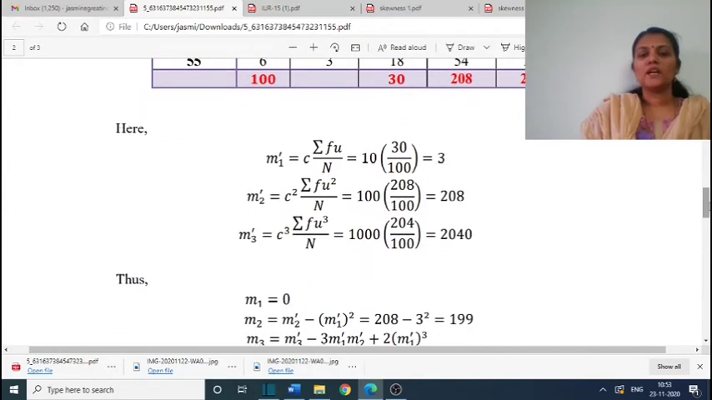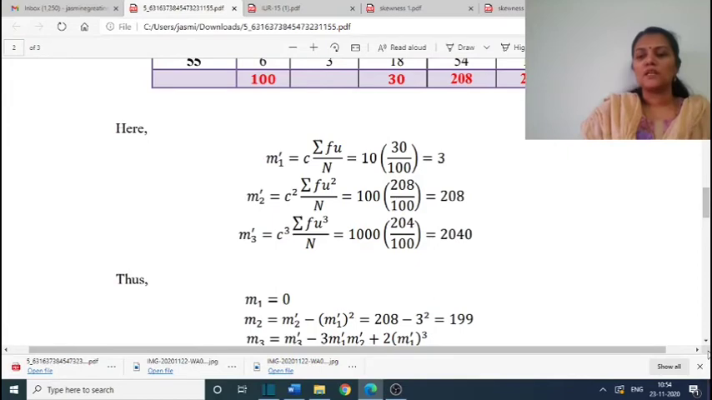So m1 dash is equal to c into sigma fu by n, where c is equal to 10, sigma fu is 30, by 100, which is equal to 3. m2 dash is c square into sigma fu square by n; c is equal to 10, so 10 square is 100, into sigma fu square, we got 208 by 100, so the value is 208. Now m3 dash is equal to c cube into sigma fu cube by n, which is 10 cube, 1000, into 204 by 100, which is equal to 2040.